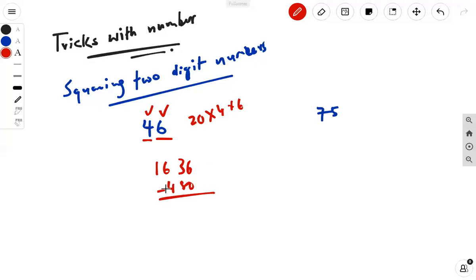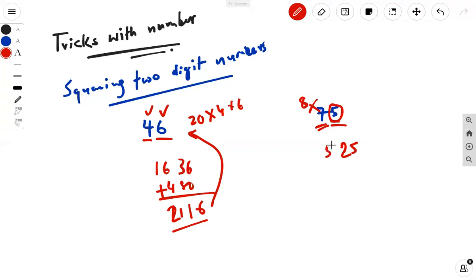We just add, then we will find 6112, and this is your result, the square of 46. And if the last digit is 5, it's easier than anything. That is, 5 squared is 25, and the first digit should be multiplied with its next number, that makes it 7 into 8, 56. So the square of 75 is 5625.